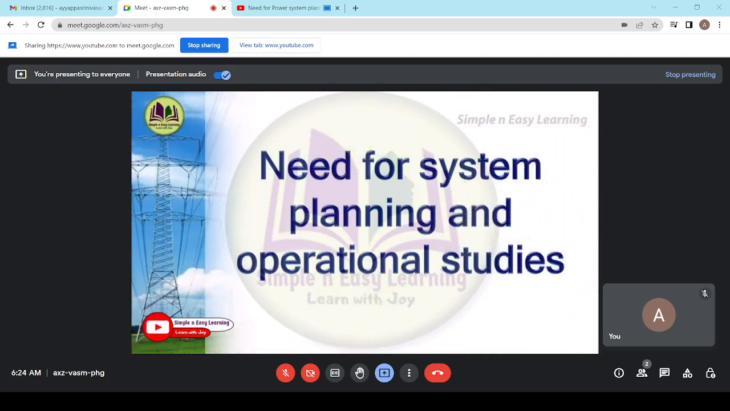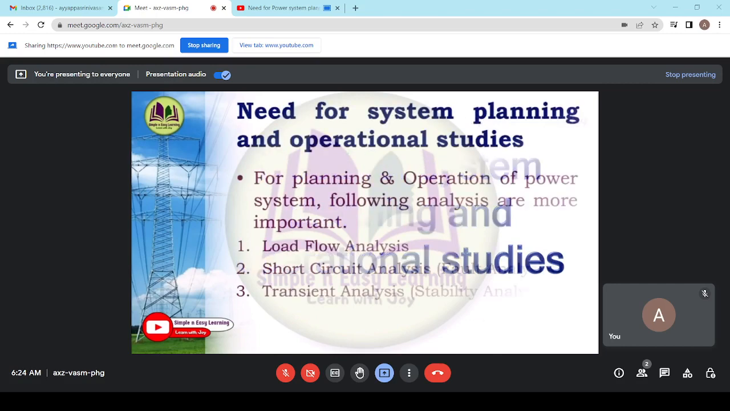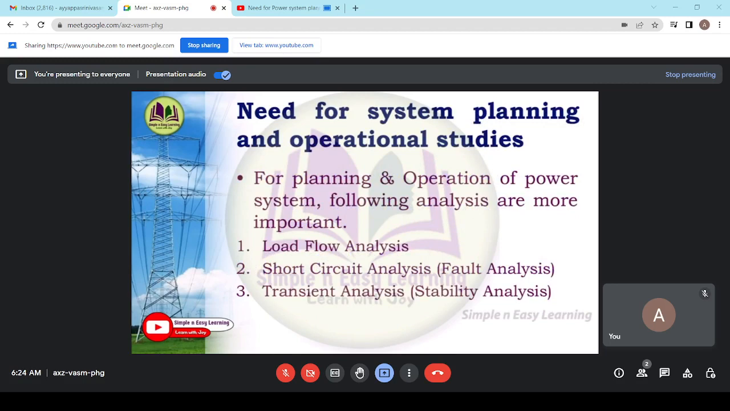Need for system planning and operational studies. So what is the need for system planning and operational studies? There are three important things for planning and operation of a power system. One is load flow analysis, second is short circuit analysis, that means fault analysis, and the third one is transient analysis, which we call stability analysis. For these three analyses we go for system planning and operational studies.